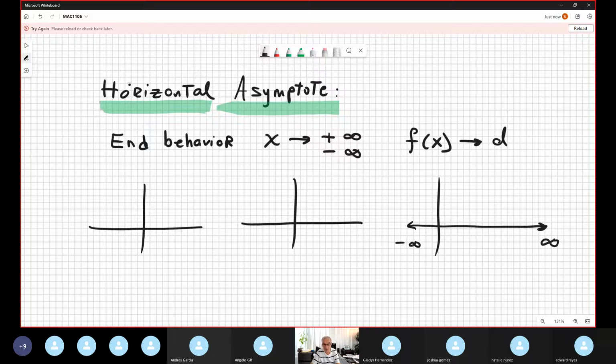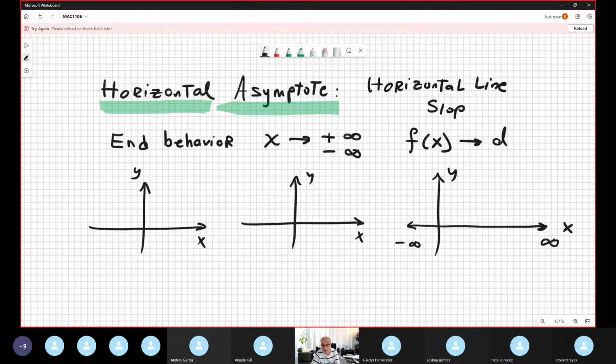In both directions. This is the x-axis, this is the y-axis. And we have different possibilities. One possibility is, suppose the horizontal asymptote, of course, corresponds with a horizontal line. And the horizontal line is a line that has slope 0. Okay, suppose this example.